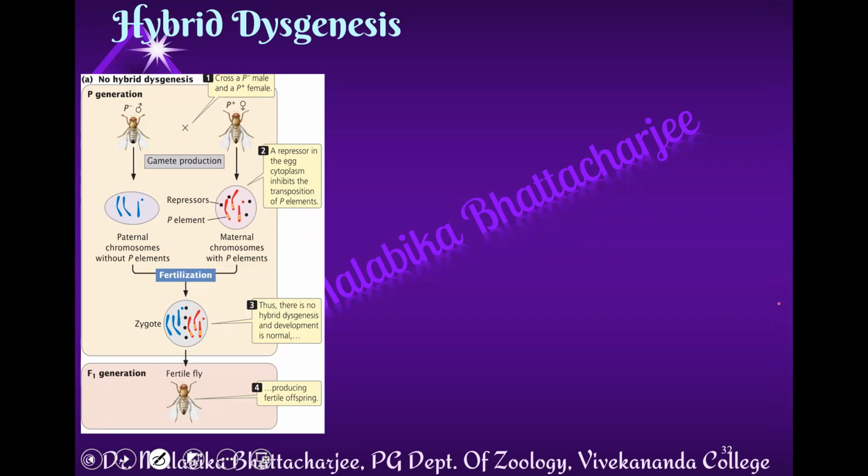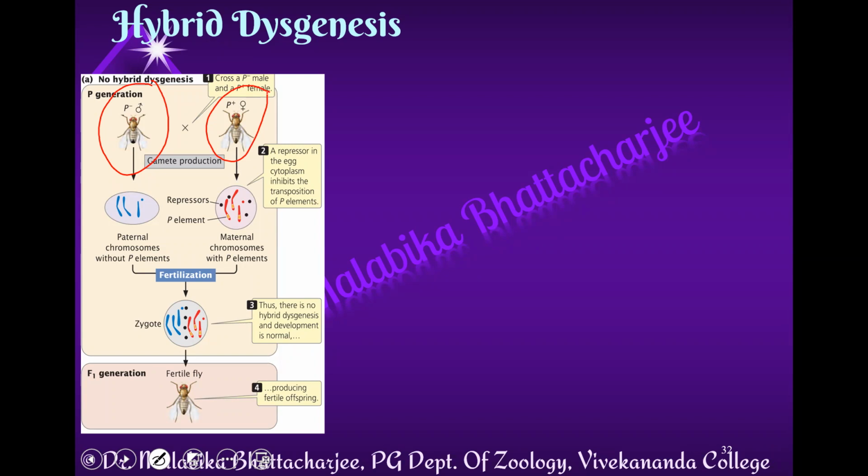In case of hybrid dysgenesis, now this is a critical phenomenon, but to simplify it, I will just be discussing the two pictures that I'll be showing you here. This is a male fly and this is a female fly. P minus means the male fly does not have the P element. P plus means the female fly has the P element. So the P element is present in the genome of the female fly for P plus, and in case of P minus, the P element is absent from the genome.